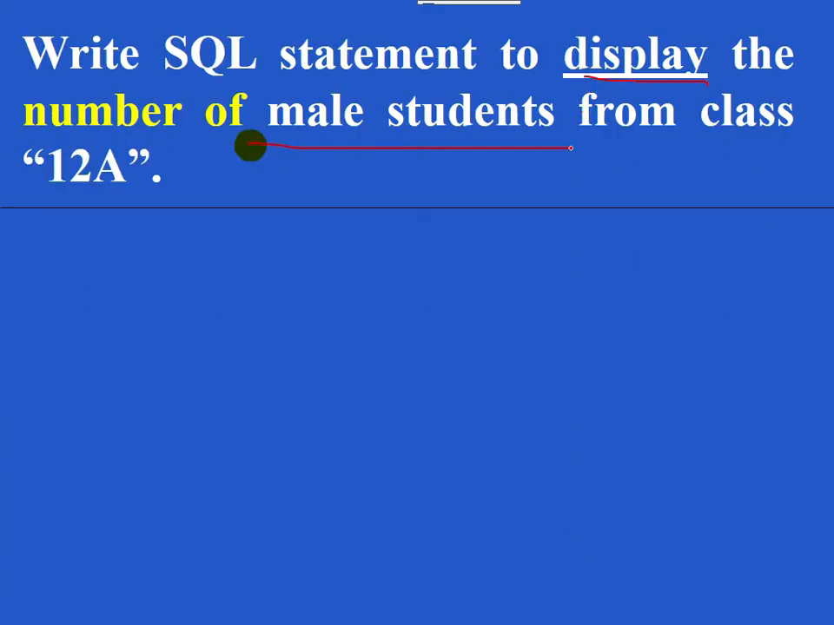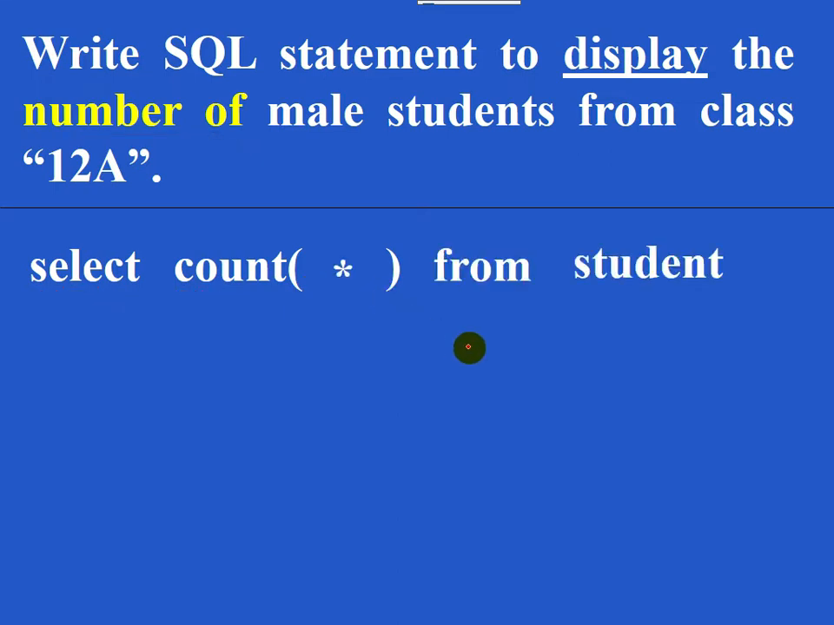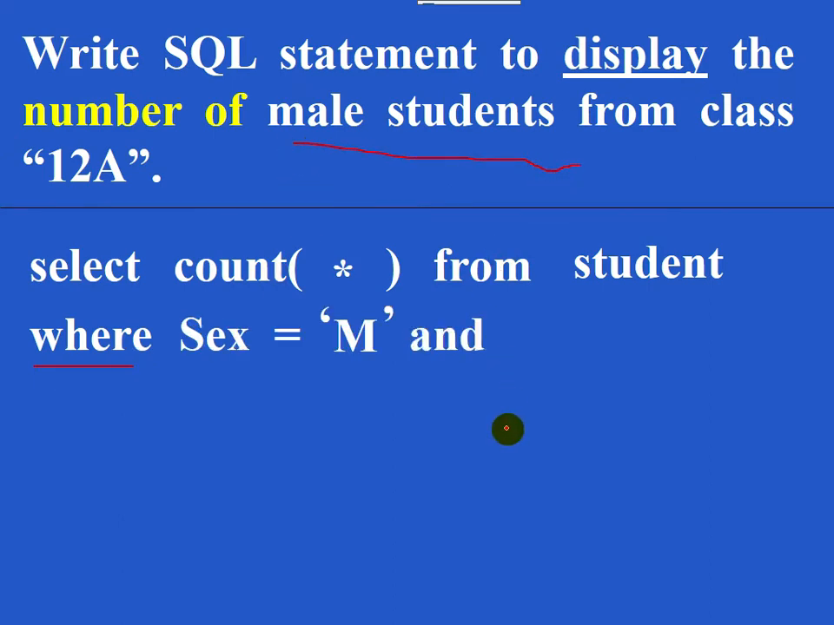Display the number of male students from class 12A. So display means select. Number of, how many male students are there, count. Whenever we write a select statement, along with the count we make use of star, followed by from table name, condition is there, use the keyword where. Male students from class 12A, sex is equal to M and class is equal to 12A.